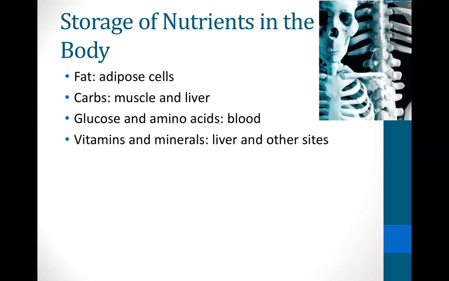So fat can go to the adipose cells. Carbs can be converted to glycogen, which is stored in the muscle and liver. If we have too much glycogen, those carbs can be converted to fat. Glucose and amino acids circulate through the blood for our cells to take up and use in metabolic reactions and anabolic reactions. And vitamins and minerals mostly go to our liver and other sites, including our cells.